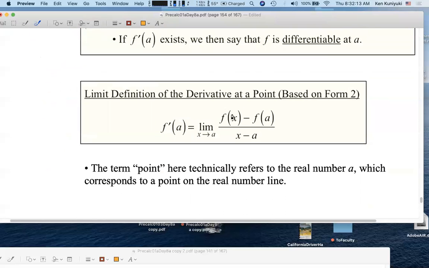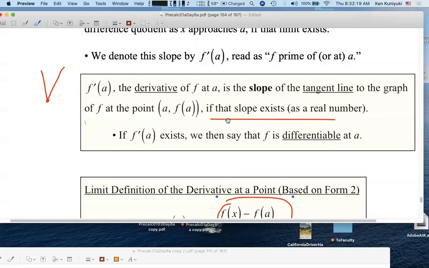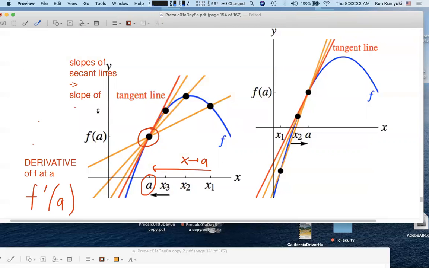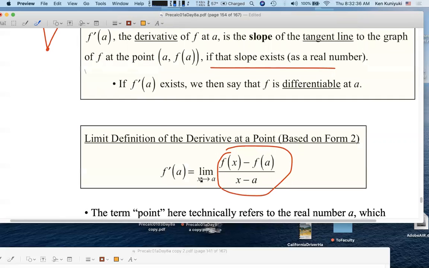So here's one way to define a derivative. You take this difference quotient, rise over run, f of x minus f of a, all over x minus a. Let's say this is the x-coordinate here. We take the limit as x approaches a. So if this is the slope of the secant line, we want to know what the slopes approach as x approaches a.